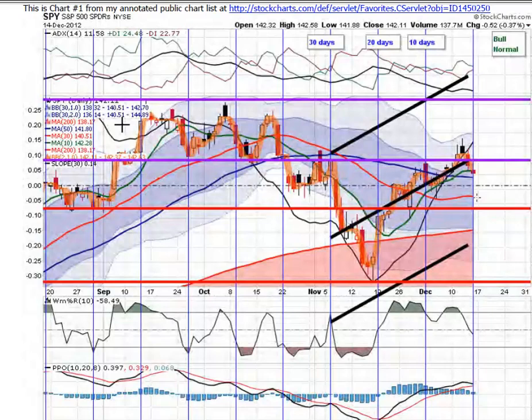On the intermediate term trend, this is now crucial. What happens here in this area around 141, 142? Is this going to be a base that can support another leg up, or is that going to be resistance? So we'll see that in the days ahead.